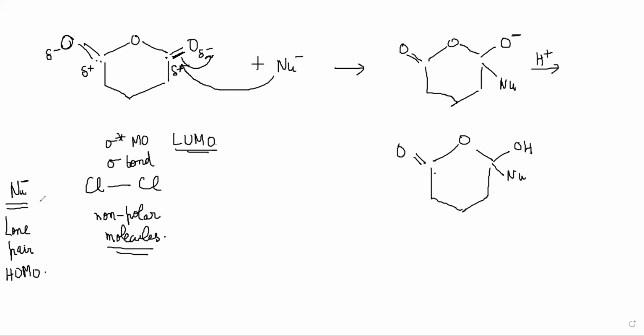So the reason this can behave as an electrophile is that when the nucleophile comes in and forms a bond with a chlorine, the Cl minus can break away easily. Why? Because Cl minus is stable, right? Cl minus is an anion with a full octet. You can form NuCl plus Cl minus, right?